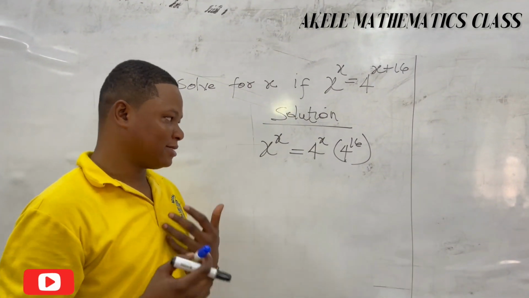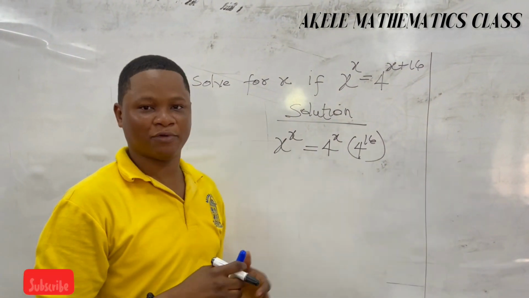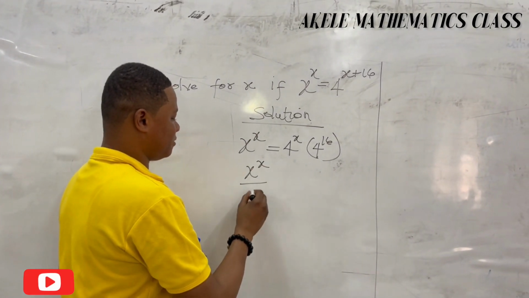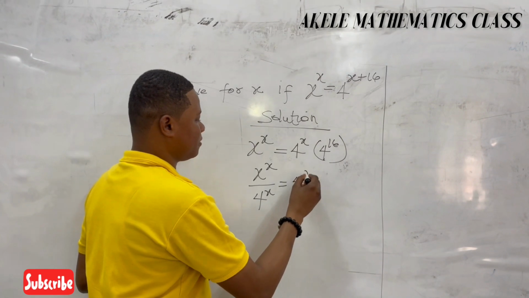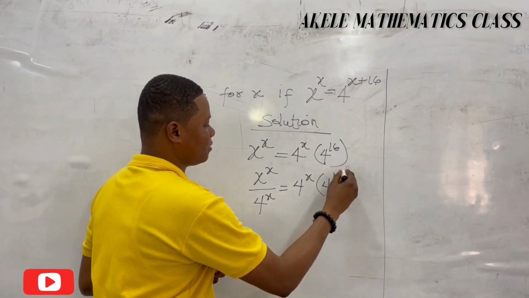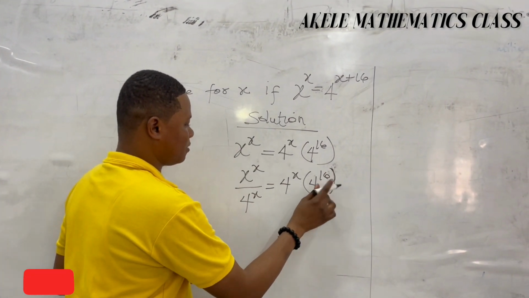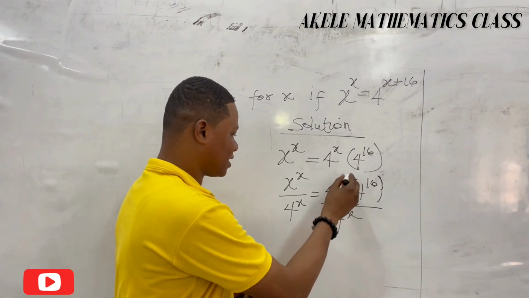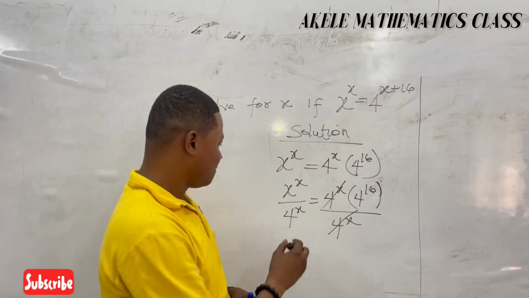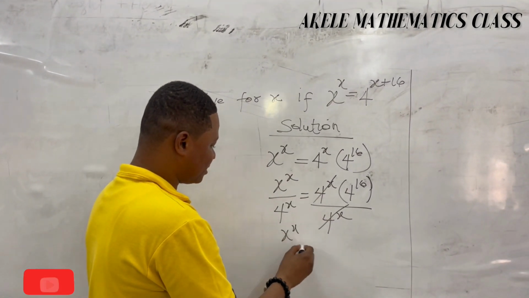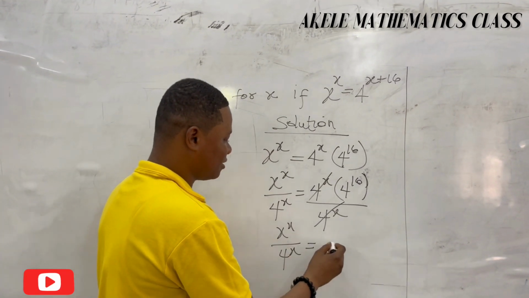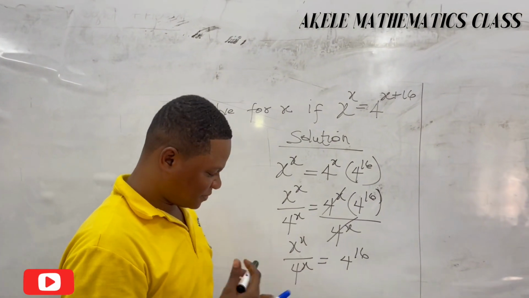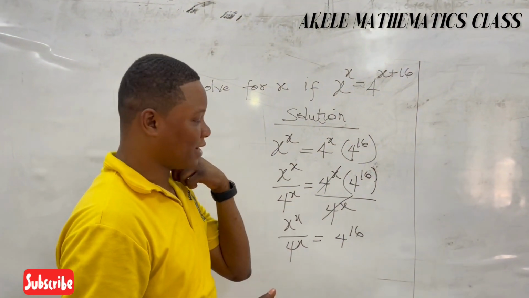So we'll look at a way. We divide through by 4 to the power x, and so we have, clearly, we know that this will cancel out this. Now we have x to the power x over 4 to the power x, giving us 4 to the power 16. Again, you realize that we have to find a way of finding the value of x.